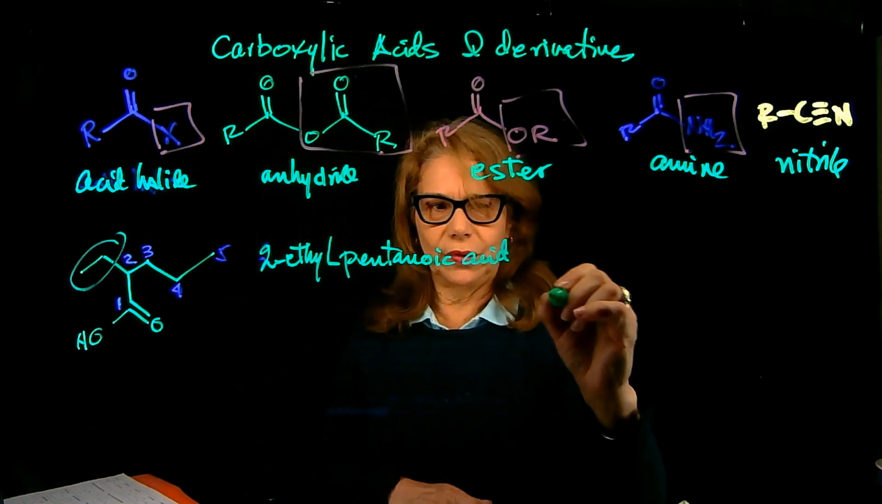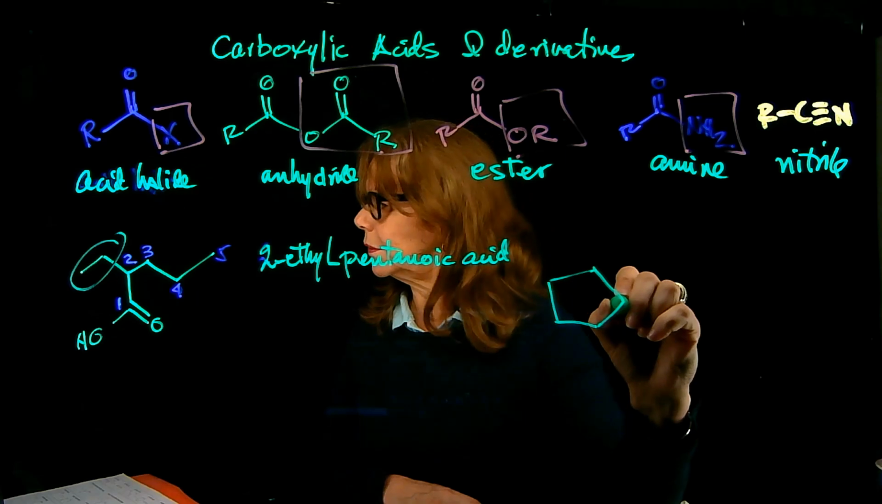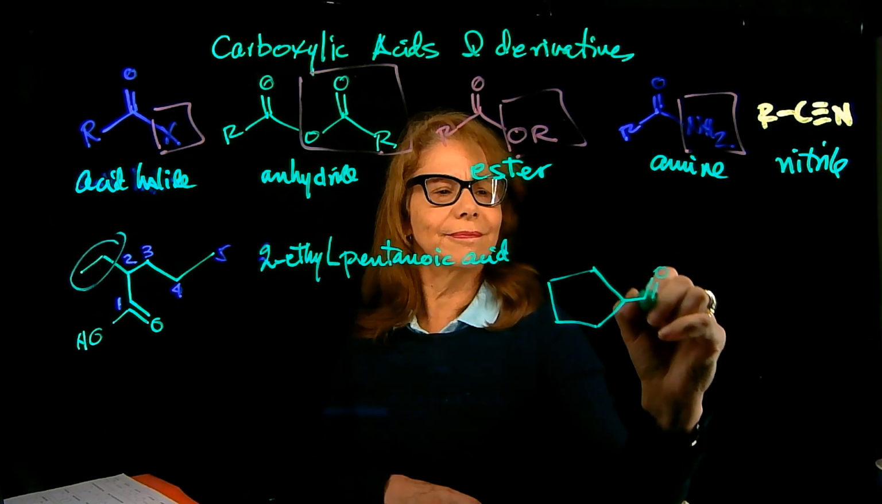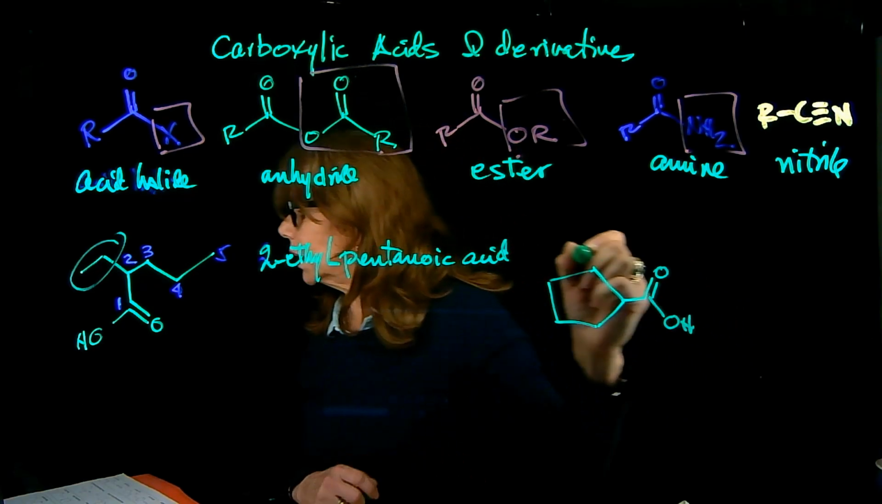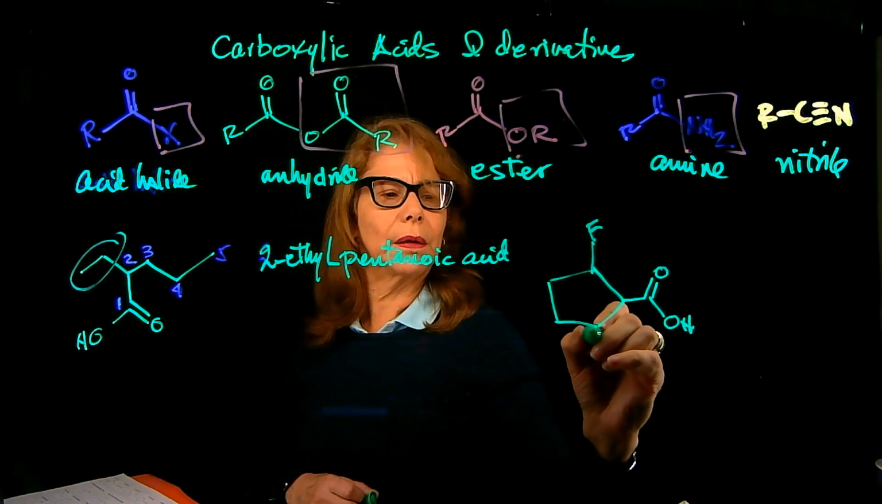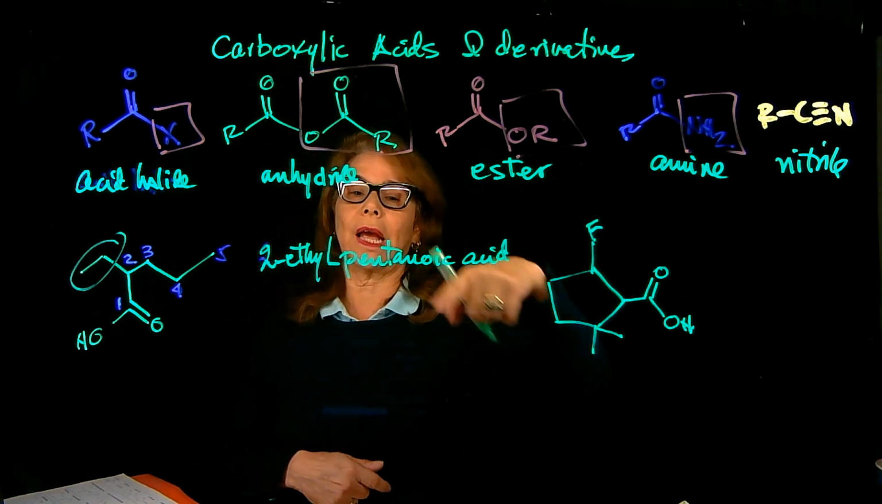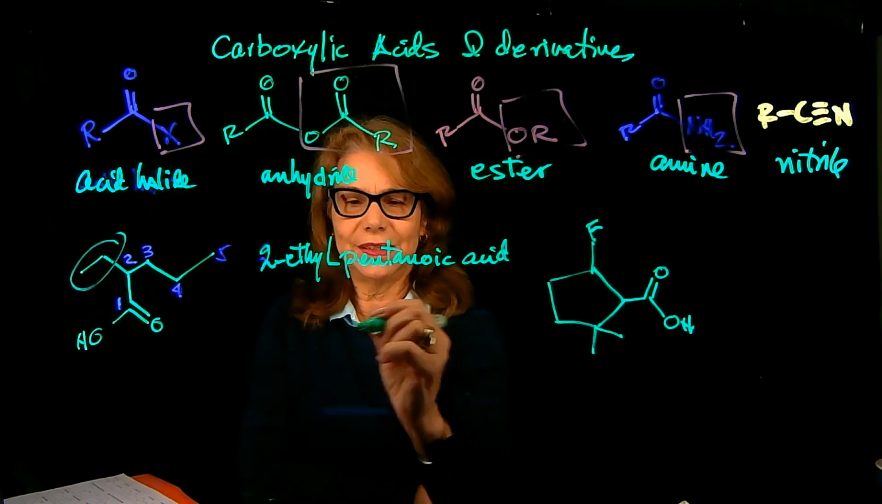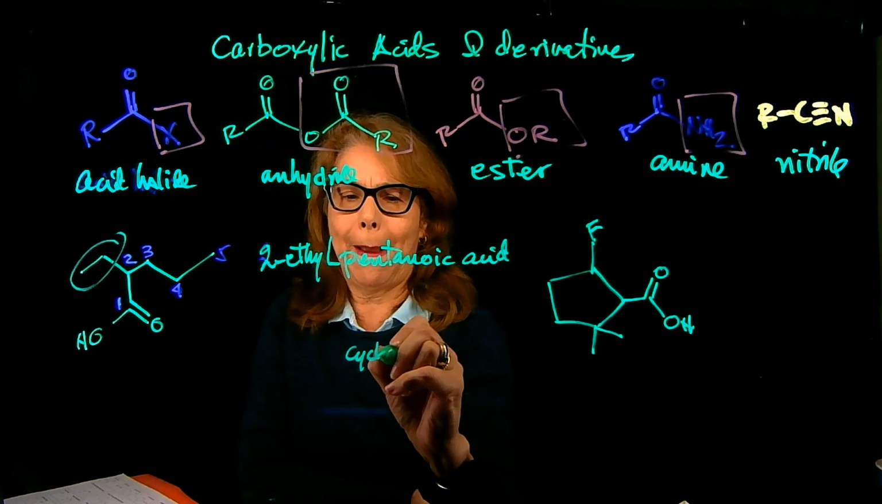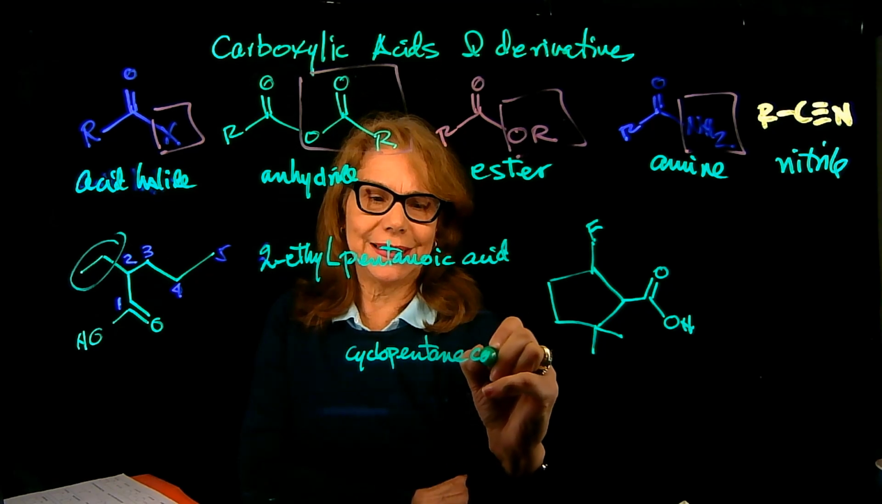Then let's do another example here. And now I have fluorine here, and I'm going to have that. And so now my parent chain is cyclopentane. So I'm going to say cyclopentane carboxylic acid.